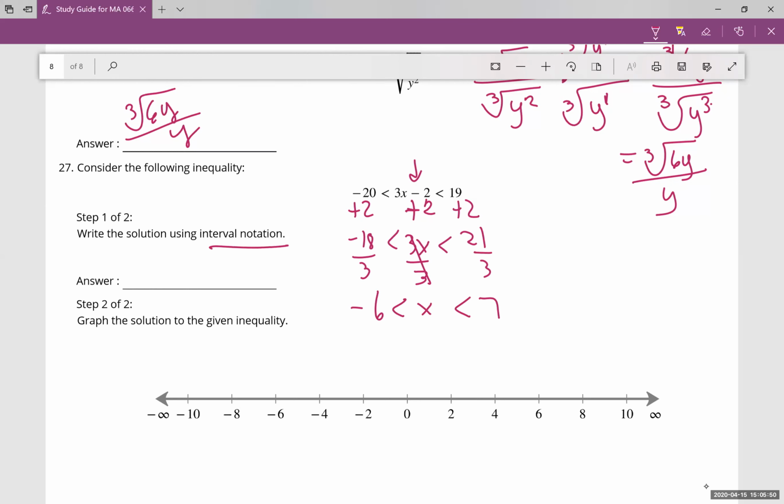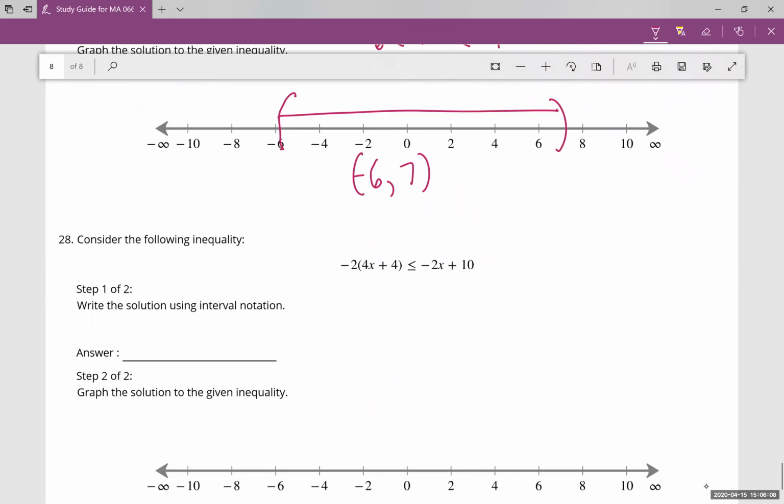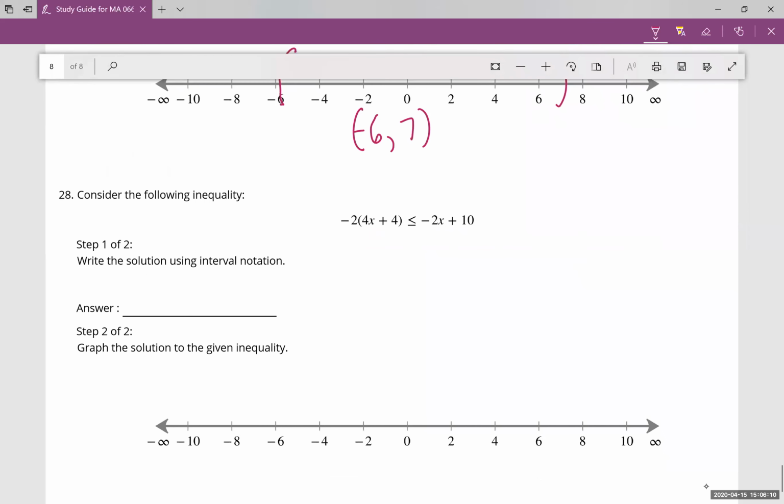This wants interval notation, okay? When we do the graph, they're both going to be parentheses. And the interval notation looks like this, okay? And finally, this is the very last one. Well, let's go ahead and solve it. It's a little more challenging, but you can do it.